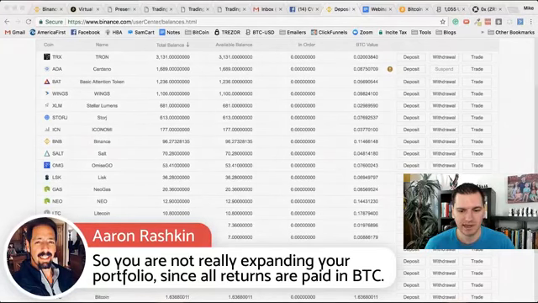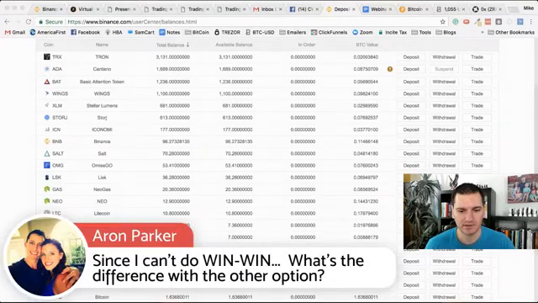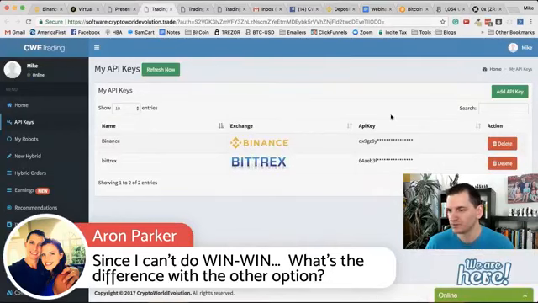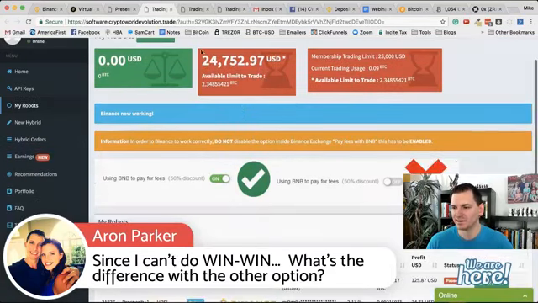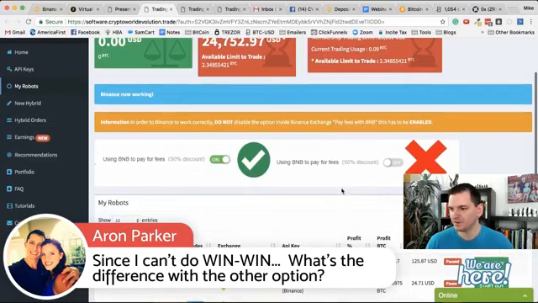Okay, since I can't do win-win, what's the difference between the other? Okay, so the win-win is a useless one anyway. I don't like the win-win because it's just one trade at a time anyway. So everybody should just do the HPSI one. So what was it? Hold on. When you click robots and you click on, oh, there we go. Look, I got my new balance. Sweet. I can do more trades now.